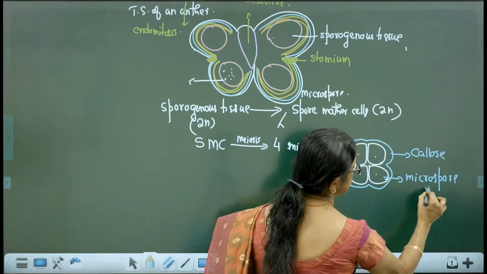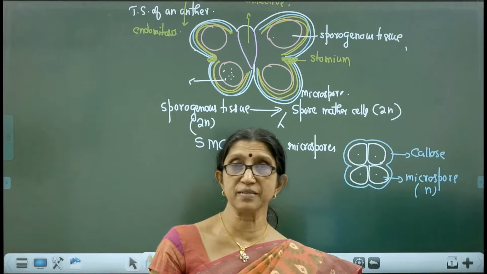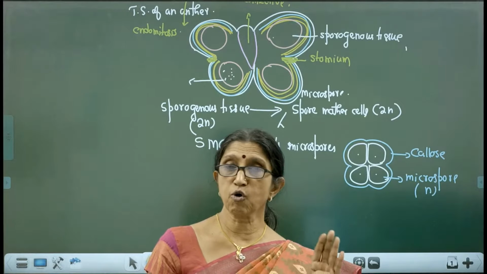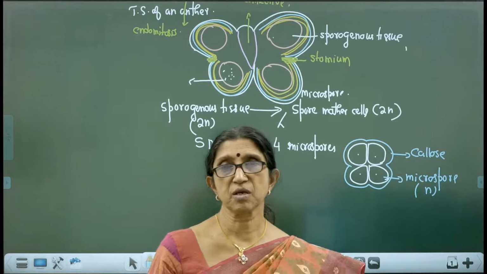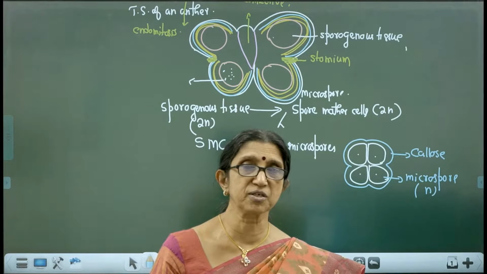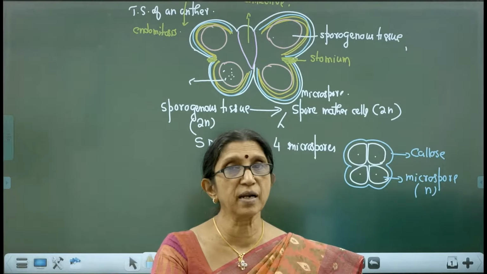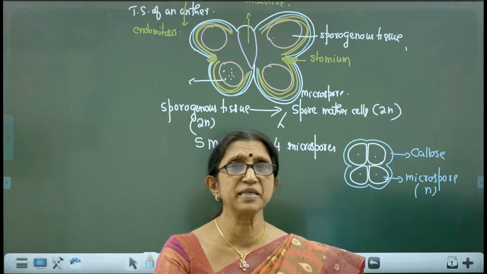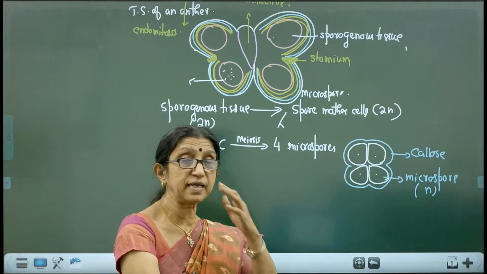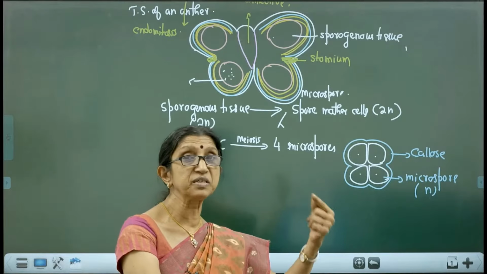Ploidy is n. So from the diploid microspore mother cell, through meiosis, there is formation of 4 haploid microspores. Soon after this meiosis, which is a reduction division, the resulting microspores are held together by a common outer callus. Callus is the binding material. These cells will remain within the callus till each microspore completes its further development.